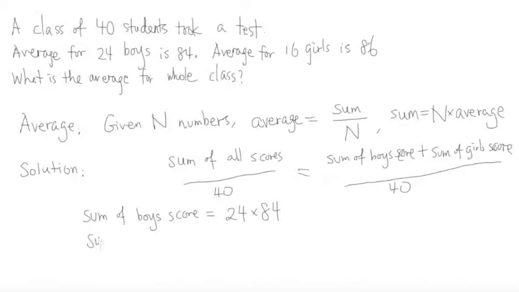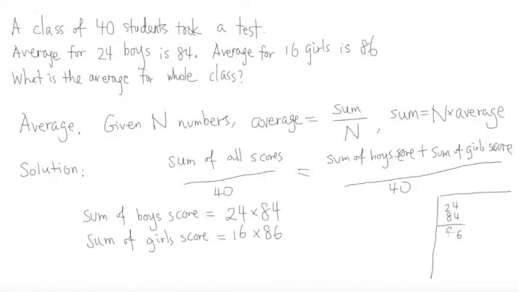And the sum of girls' scores: there are 16 girls and the average is 86. All right, let's do the multiplication on the side. Maybe use this space, that's enough. 24 times 84, the product of two numbers.